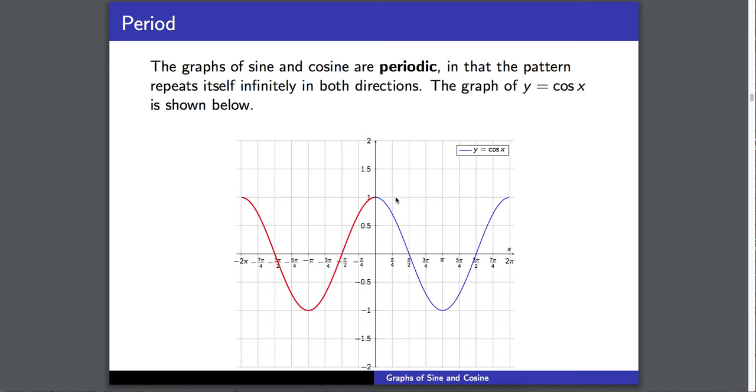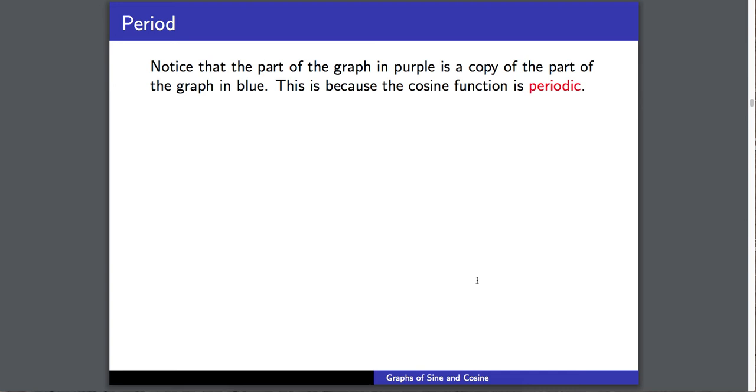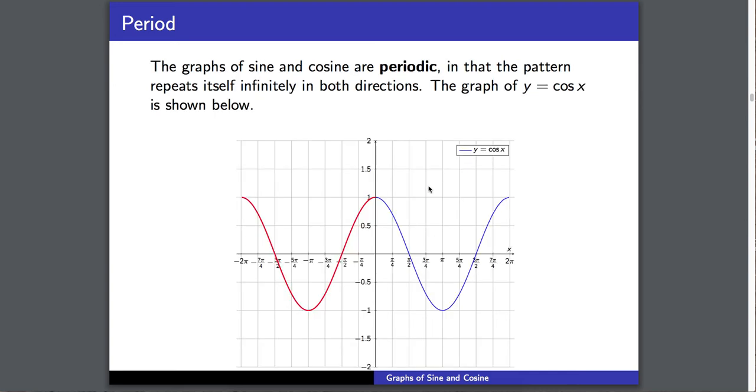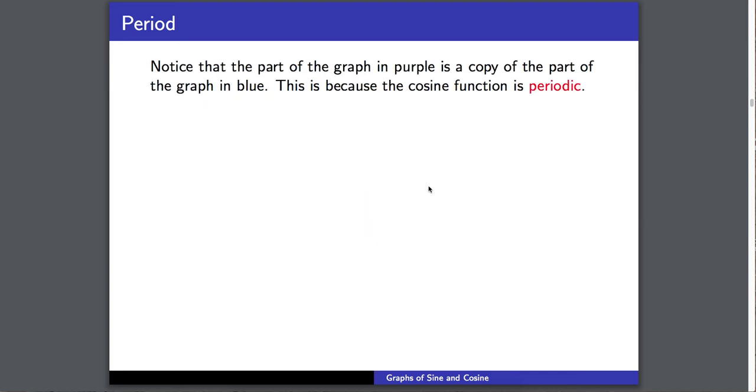of x. Notice the cosine is going to start at 1 when x is 0 and go down and come back up, and it just repeats that process forever to the left and forever to the right. So that's the idea behind periodic functions, is they have this part of the graph that just repeats itself forever in both directions, left and right. So we have here an example of the cosine function, but the sine function, as we saw, will have that exact same periodic behavior. So notice that the part of the graph in purple over here is a copy of the part of the graph in blue.